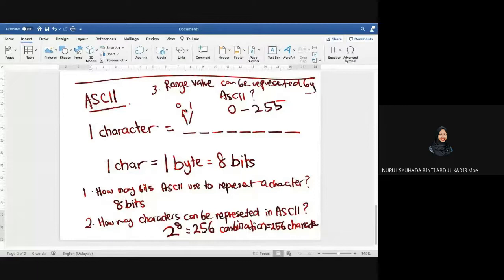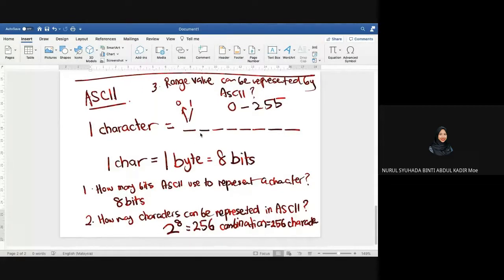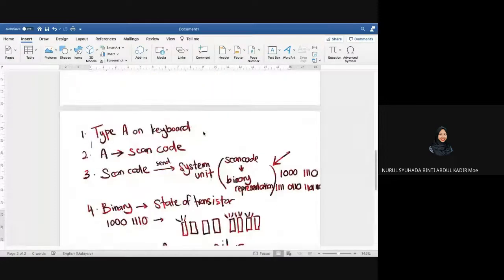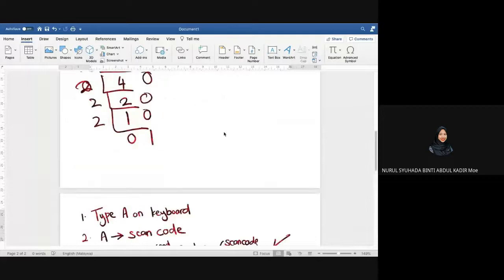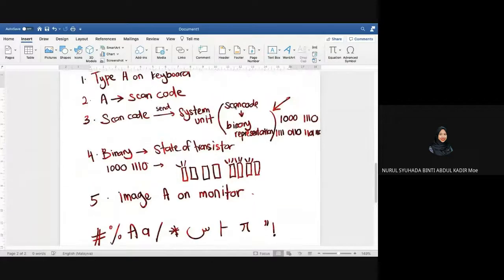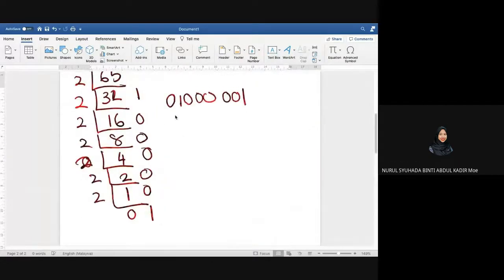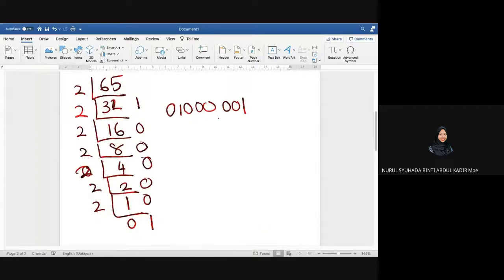Contohnya I type A tadi. So A tadi adalah 65. Apa yang terjadi sebenarnya bila kita type huruf A tu, kalau kita menggunakan sistem ASCII, it will be converted to this representation. Okay, that is ASCII class.